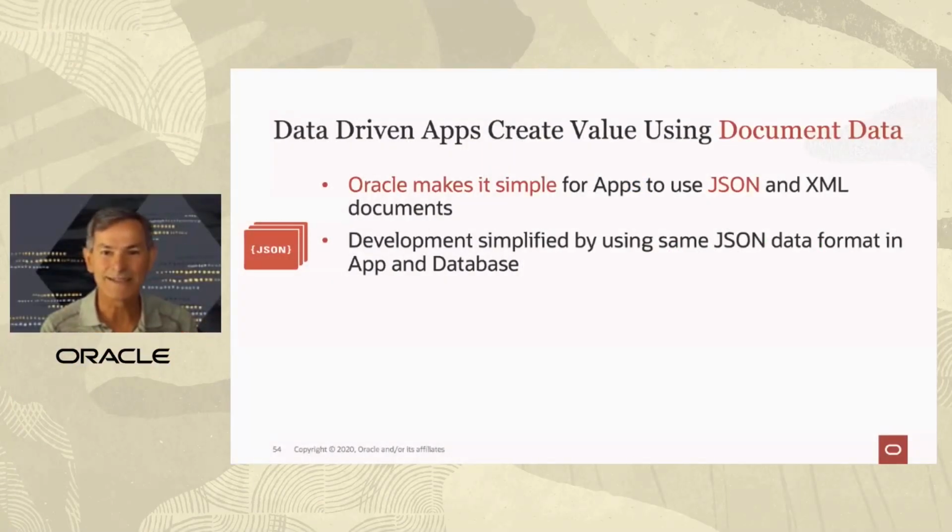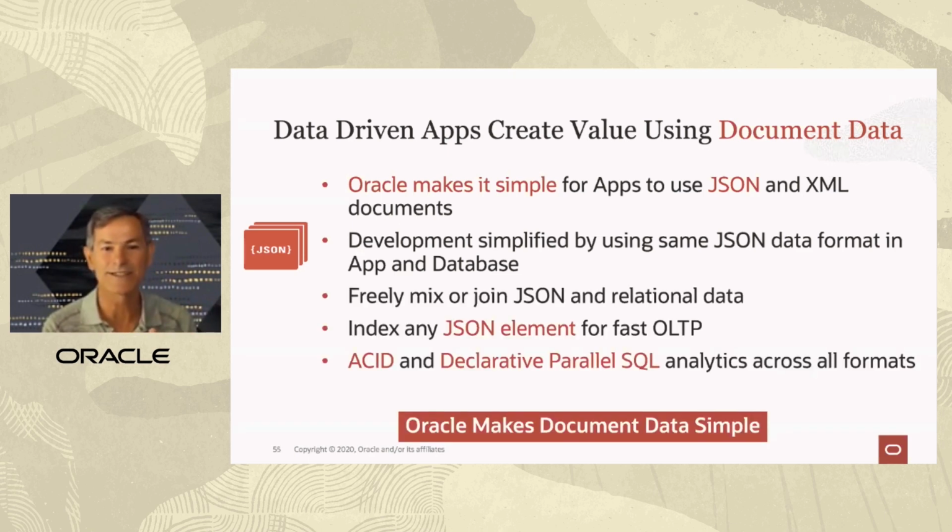Okay, document data. Documents are key today to modern programming. And Oracle makes it simple for apps to use JSON and XML documents in the database. This really simplifies development because you're using the same JSON data format that you use in the application inside the database itself. Oracle allows you to freely mix JSON and relational data in the same database, and we provide dozens of powerful JSON capabilities inside the database.